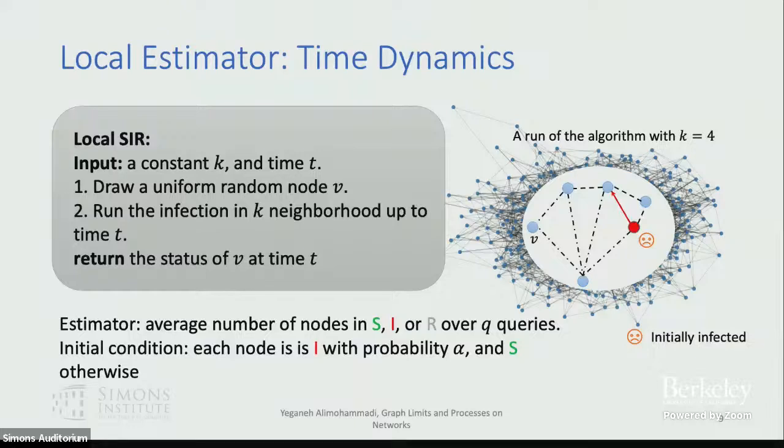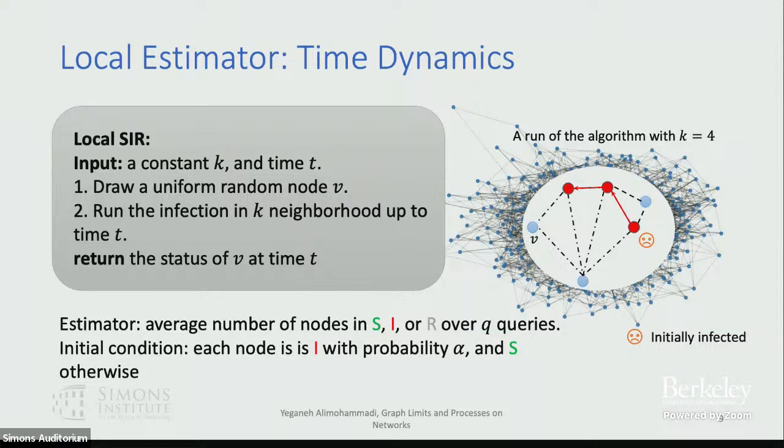And return the status of V or the status of everyone in the K neighborhood? The status of V. So I draw this node V and I look at up to K other nodes in that neighborhood. And then one node was infected, I run the infection up to time t. And in this run, V didn't get infected. So I set the status of V at the end as S. So that's what it returns to me.